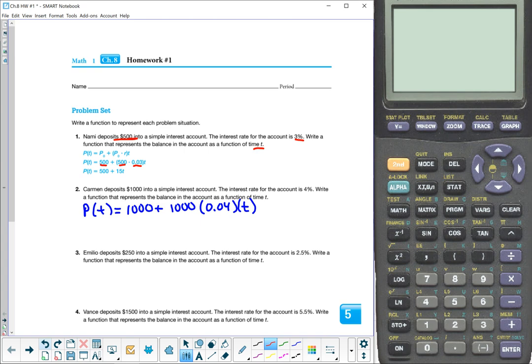Okay, number three, Emilio deposits 250 in the simple interest account. So P of t equals 250 plus 250. Interest rate is 2.5%, so we'll put in 0.025. I'm not going to go through how you turn a decimal into a percent or a percent into a decimal, because you all did that back in middle school. Write a function that expresses the balance as a function of time, and then we just multiply by the time. Again, we're just using this equation right here.